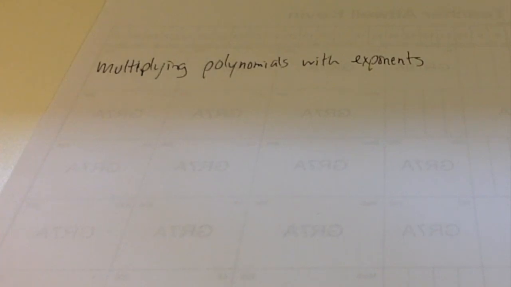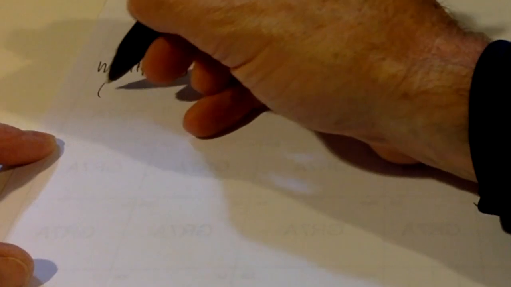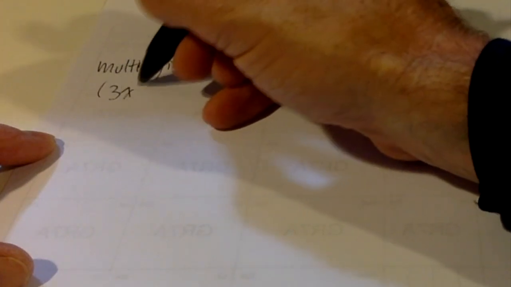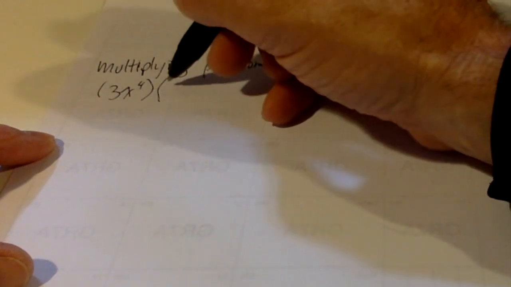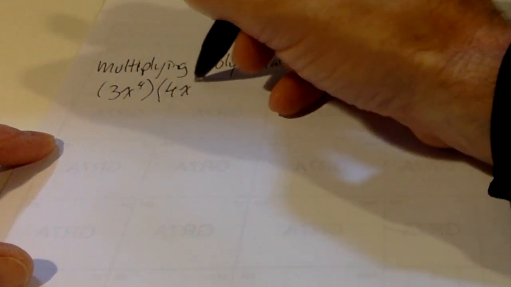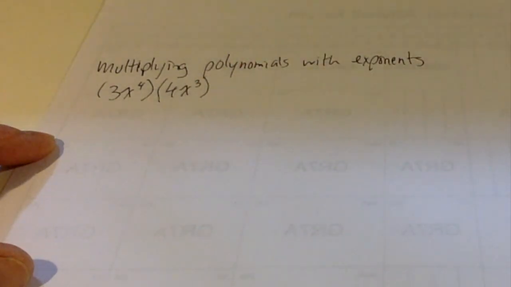Okay, let's dive into multiplying polynomials with exponents. Making things a little bit more complicated here, but you'll see shortly it doesn't have to be hard. Okay, so let's start off with 3x to the 4, and we're multiplying it by 4x cubed, or to the exponent 3.